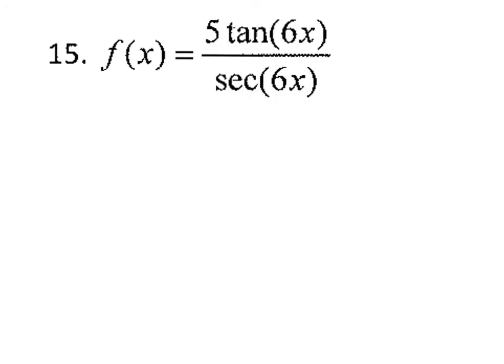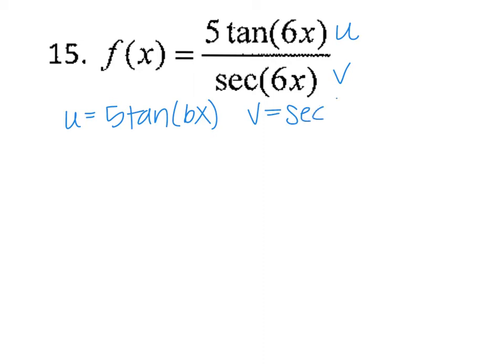Alright, so here's the quotient rule problem. I've got f of x is equal to 5 tangent 6x over the secant of 6x. It's quotient rule because I have one function divided by another. I'm going to call the top u and the bottom v. You can also do high and low. So, labeling my two functions, I've got u is 5 tangent of 6x, v is the secant of 6x.